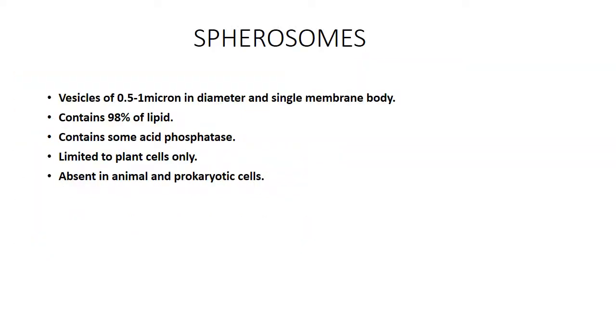Spherosomes. These are vesicles of 0.5 to 1 micron in diameter and single membrane bodies. They contain 98% lipid, contain some acid phosphatase, and are limited to plant cells only, absent in animal cells and in prokaryotic cells.